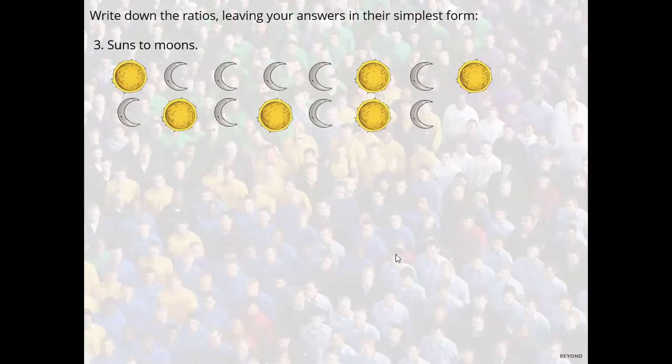All right. So suns to moons. What did y'all have? 6 to 9 before you simplify it. After you simplify it, 2 to 3. Okay, so that's what y'all got. So let's do it. Suns to moons would be suns, two moons.